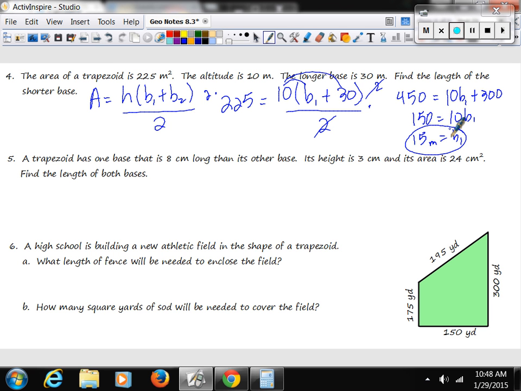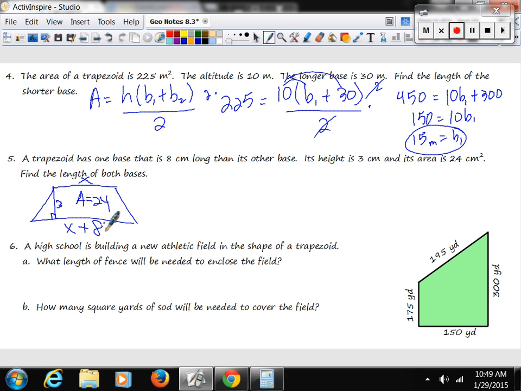Trapezoid has one base that's 8 longer than its other base. So if we draw a quick little trapezoid here, one base is X, the other base is 8 longer than that. The bigger base is 8 longer than the smaller one. So you got to use x plus 8. If you made your bigger one x, then this would have to be x minus 8, because it's got to be smaller. But I'm going to use x and x plus 8. And it tells us the height is 3. So you draw a line right there with a box. That's a 3 right there. It's also telling us the area is 24.